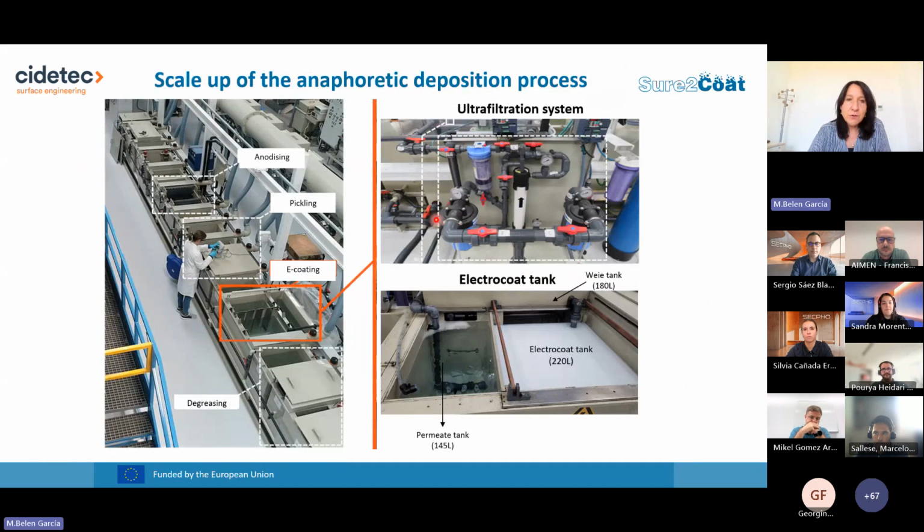So this process can be scaled up in pilot plants, but for that we need a special tank, which is this one you can see here. This tank consists of the electrocoat tank and also a permeate tank and ultrafiltration system.